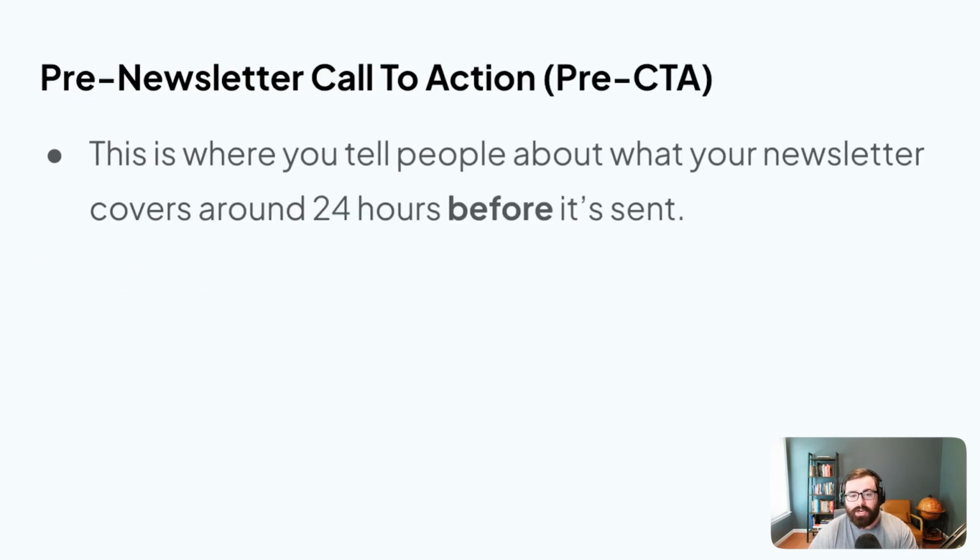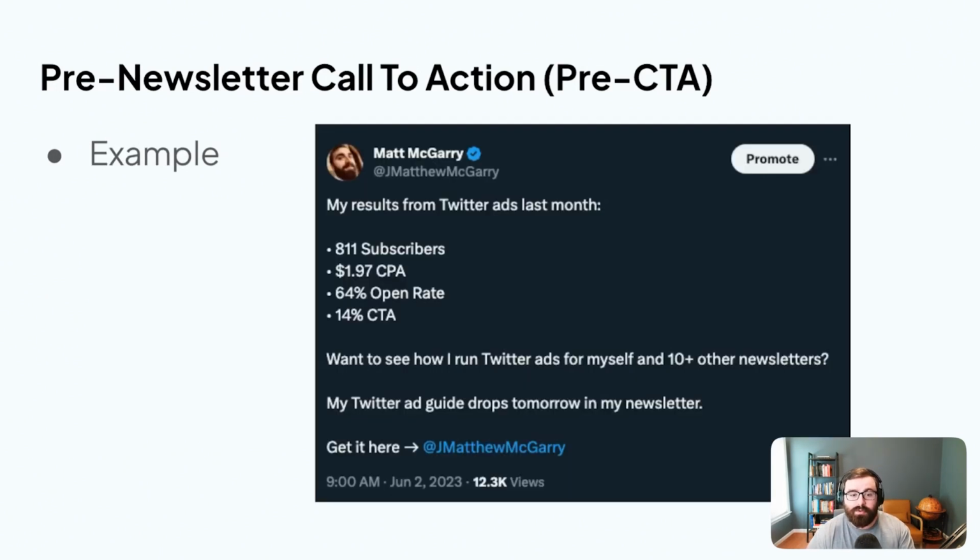The next way to get people to subscribe from social is pre-calls to action and post-calls to action. Here's how they work. A pre-call to action is where you tell people about what your newsletter covers about 24 hours before it's sent. So we covered this before, but I'll explain in a little bit more detail now.